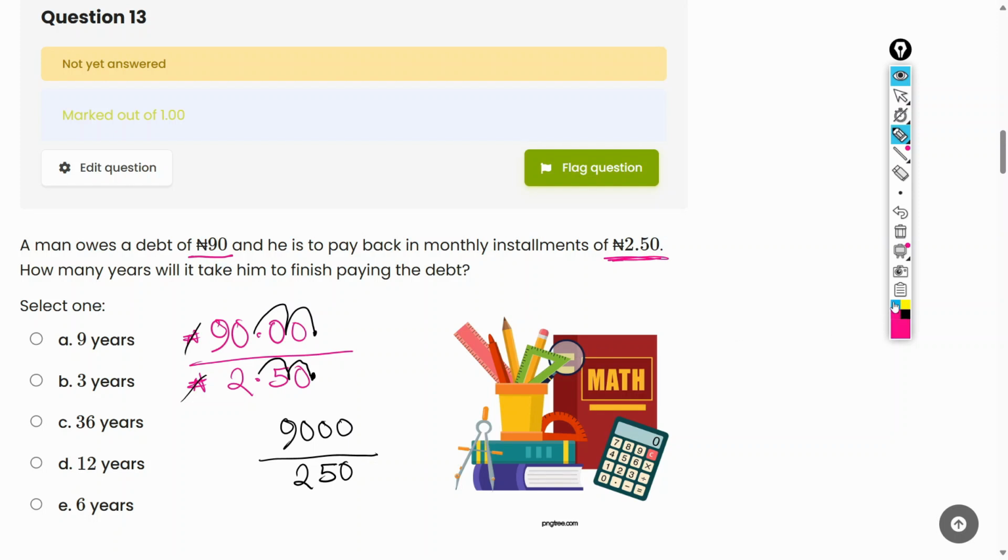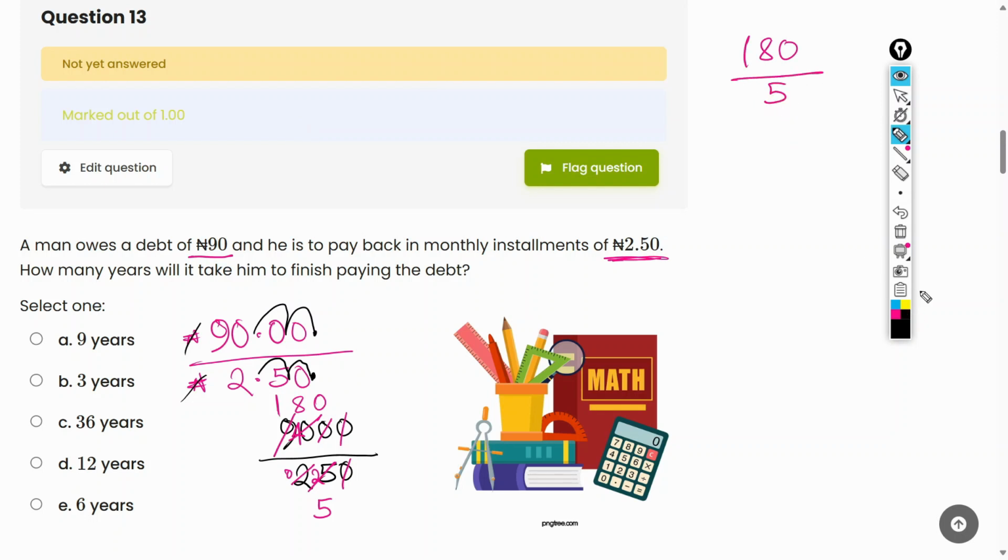We can start out by cancelling out our zeros, which is the same thing as dividing by 10. So 900 over 25. Let's try to divide through by 5. 5 into 9 is 1, remainder 4, 40. 5 into 40 is 8. 5 into 0 is 0. So we have 180 divided by 5.